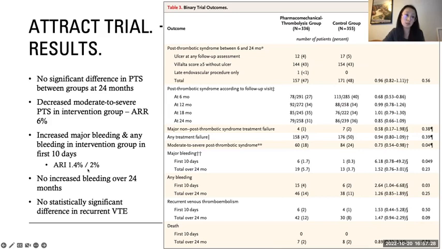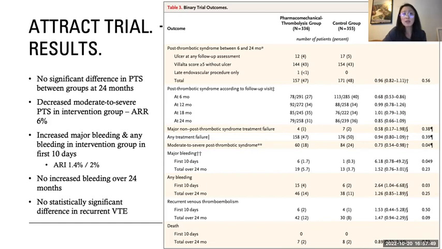There was some increased major bleeding, but the degree of major bleeding was only 1.4% or 2% greater for major bleeding and any bleeding, and was really only seen in the first 10 days. This bleeding risk did not persist, and there was no statistically significant difference in recurrent VTE or death.